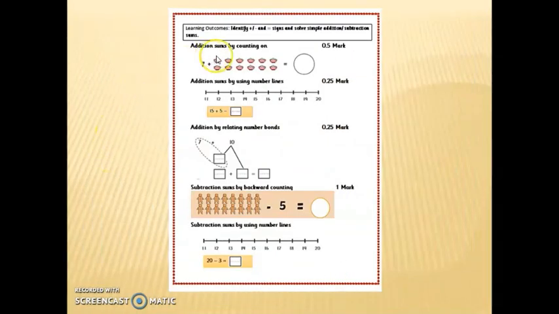The next area is addition and subtraction. For addition and subtraction, question number 1, you will solve the sum by counting on as you have the pictorial representation. In question number 2, you will use the number lines to solve addition sum. In question number 3, you will relate the number bond to solve addition sum. For subtraction, you will solve the sum by counting backward. Again, you have the pictorial representation. And in second question, you will solve the subtraction sum by using number lines.